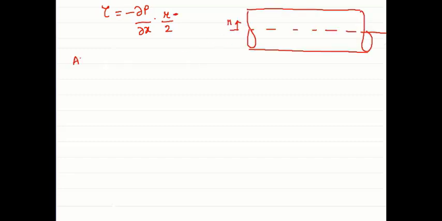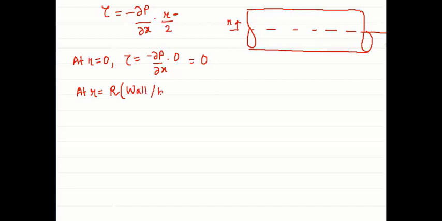Now let's see at r equals to 0, what will be the shear stress? At r equals to 0, we know that it is the center of the pipe. Let us put it here. That is del p by del x into 0. So tau will be equal to what? 0. Okay, and at r equals to capital R, that is where? At the wall or the boundary of the pipe. What will be the shear stress value? Del p by del x into R by 2.